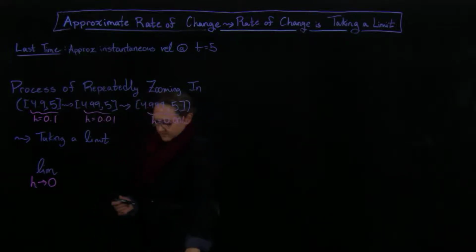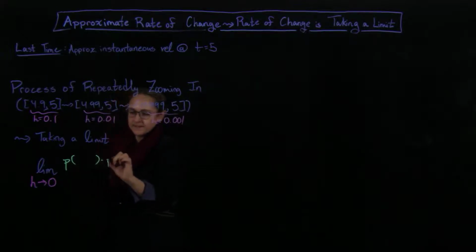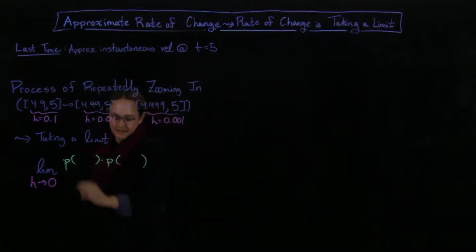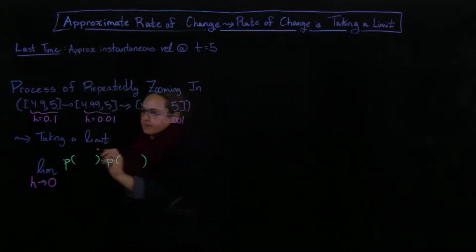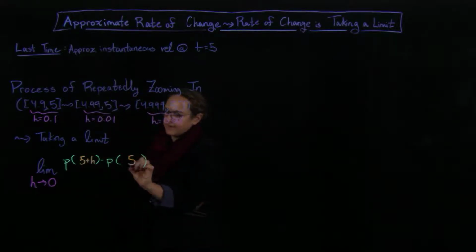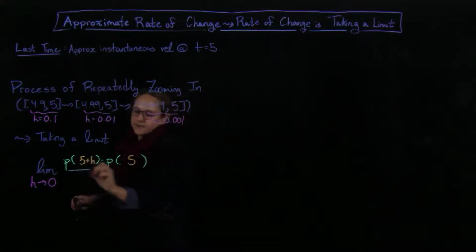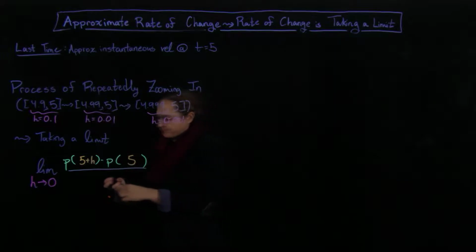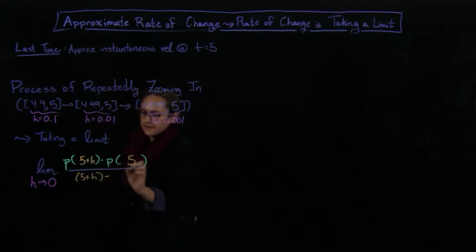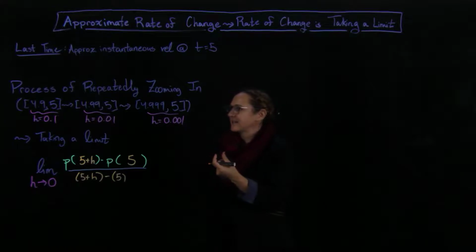What we're doing is taking the difference in the output values, these positions. So I would take the input value of 5 plus h and 5 here. I'm looking at some tiny little interval because this h is really, really small, and I'm dividing by this change in time. So I'm taking 5 plus h minus this time here, 5. So I'm looking at the change of distance over change of time of a tiny, tiny little interval.